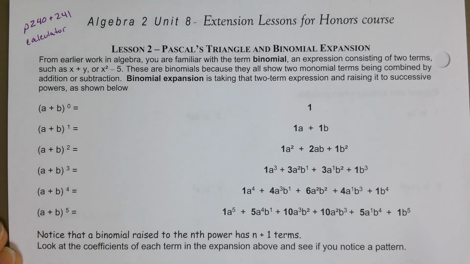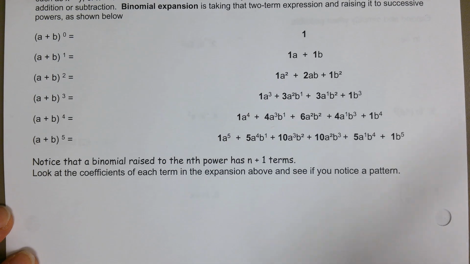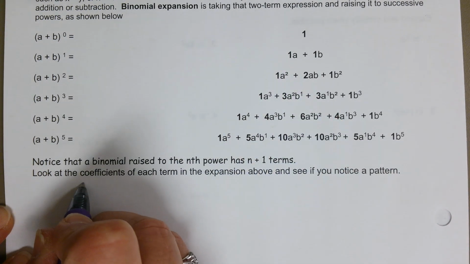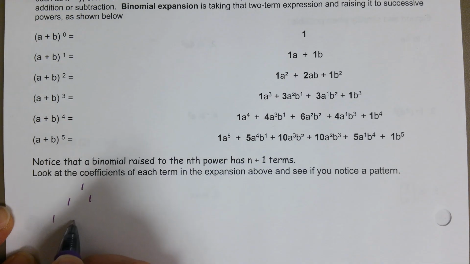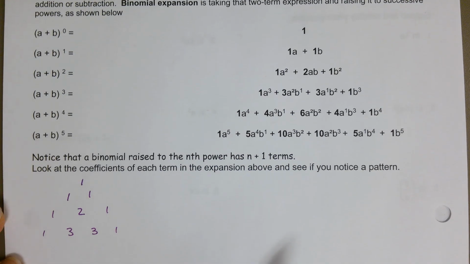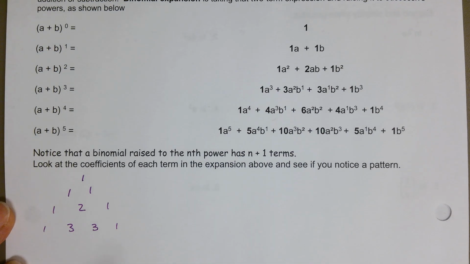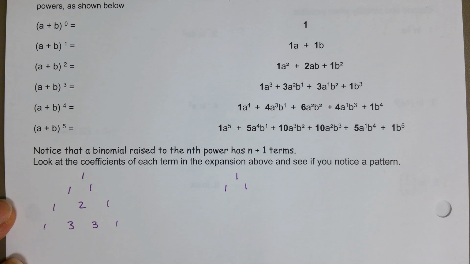Next, we want to look at the coefficients of each term and see if we recognize a pattern. We have 1, 1, 1. The next line we have 1, 2, 1. 1, 3, 3, 1. And we can continue. The pattern is this. If you start with a triangle of ones, so I start with a triangle of ones.